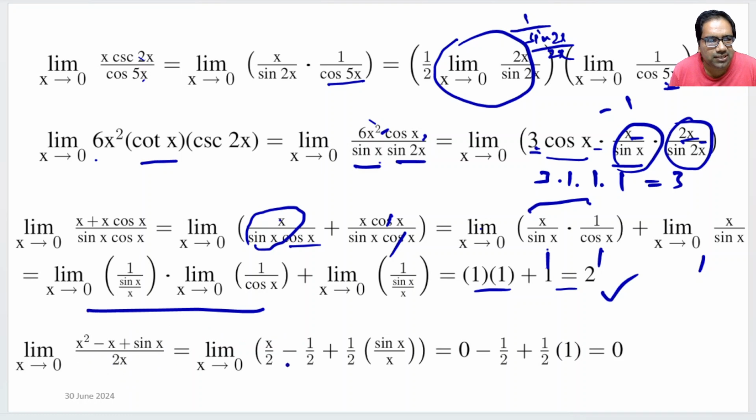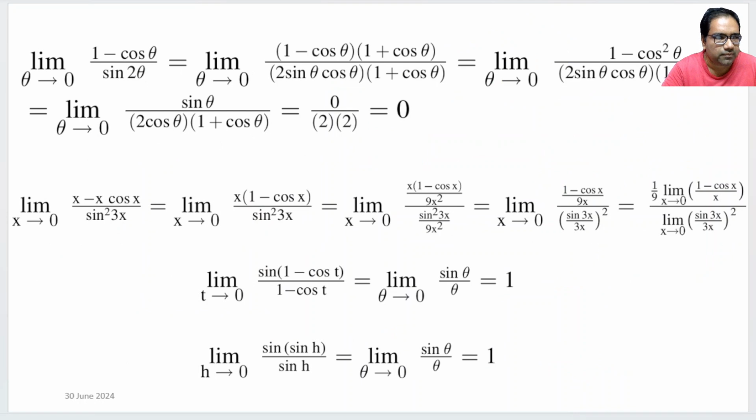X square by 2x, which is x by 2, minus x by 2x, minus half, plus 1 by 2 sin x by x. Sin x by x is the form that we want. This is equal to 1. When x tends to 0, this is 0 minus half plus half into 1. So minus half plus half, which is equal to 0. Very simple. We are getting everything in the form of sin x by x.